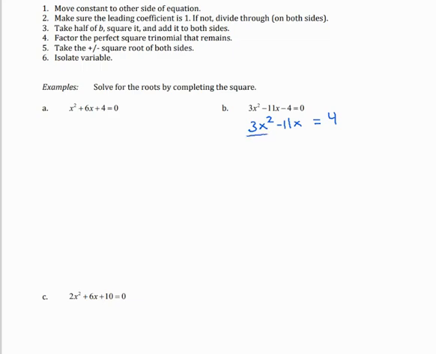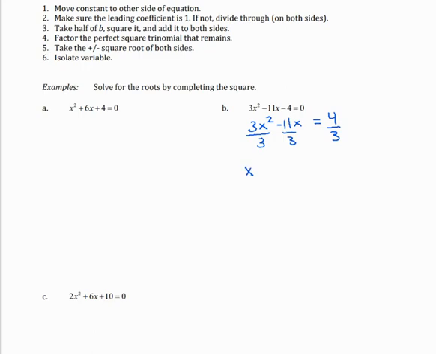Next thing we need to do is make sure that leading coefficient is a 1. It's a 3, so to make it a 1, we have to divide by 3. Notice we'll get some fractions. Leave things as fractions. Do not make them decimals. Even if it's something like 0.5, leave it as a fraction. It'll be much easier in the end.